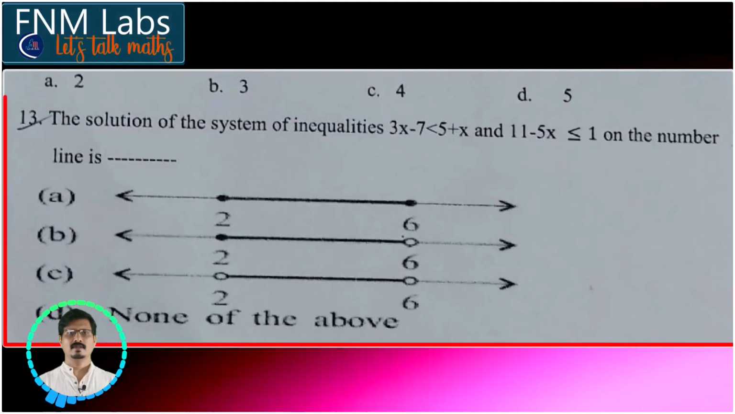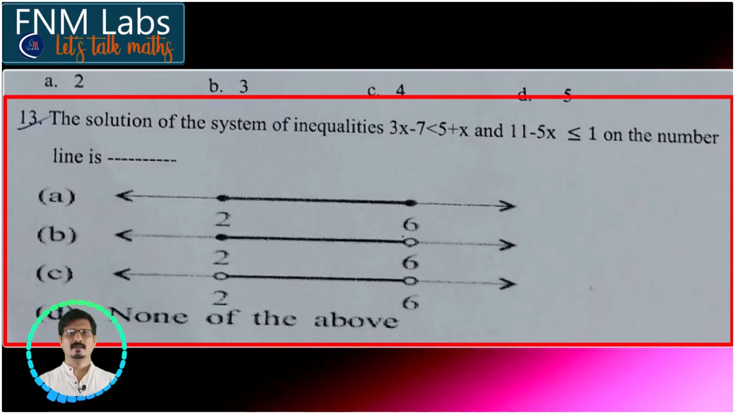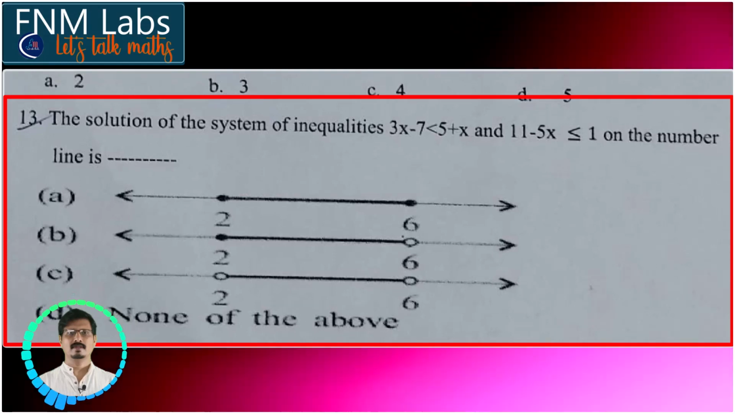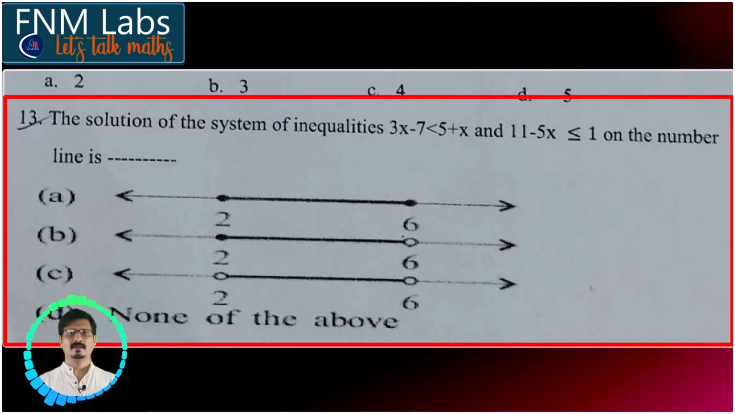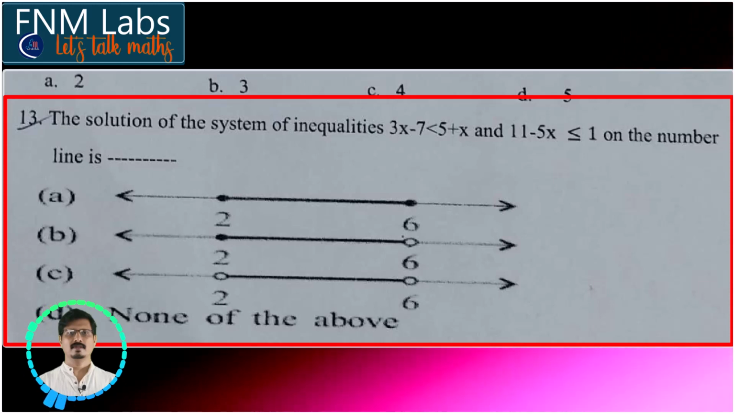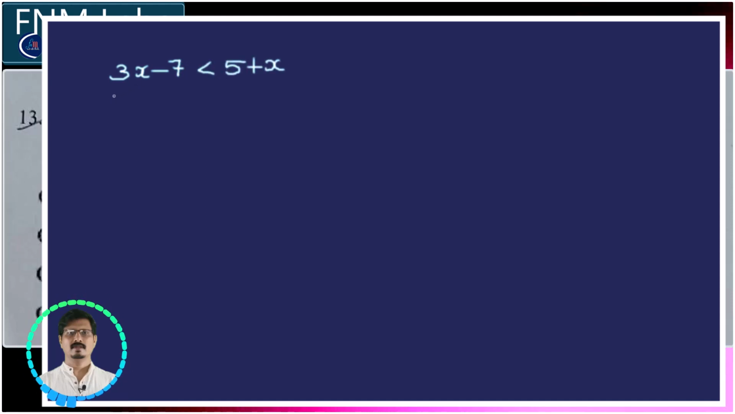In the next question, we are asked to find the solution to the set of inequalities 3x minus 7 less than 5 plus x and 11 minus 5x less than or equal to 1, and mark the interval on the number line. Let's start with the first inequality, 3x minus 7 less than 5 plus x, and see what values of x satisfy this inequality.